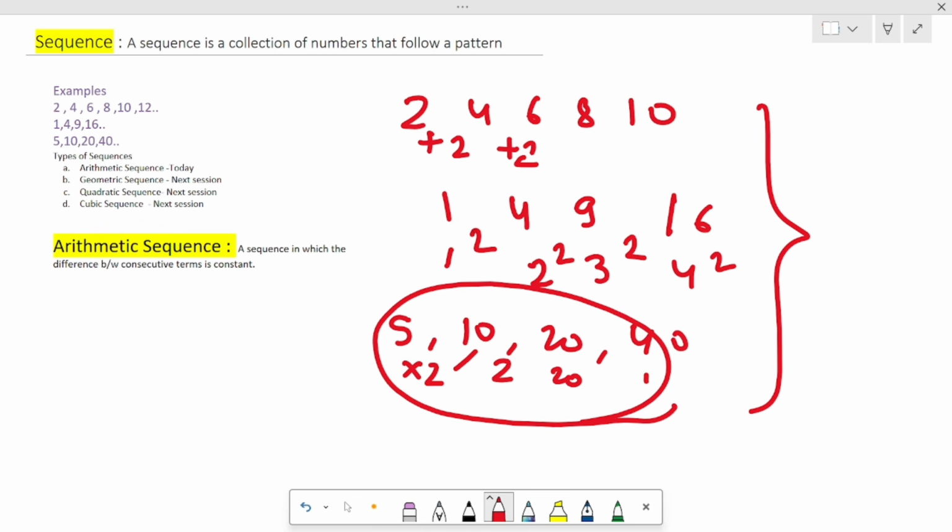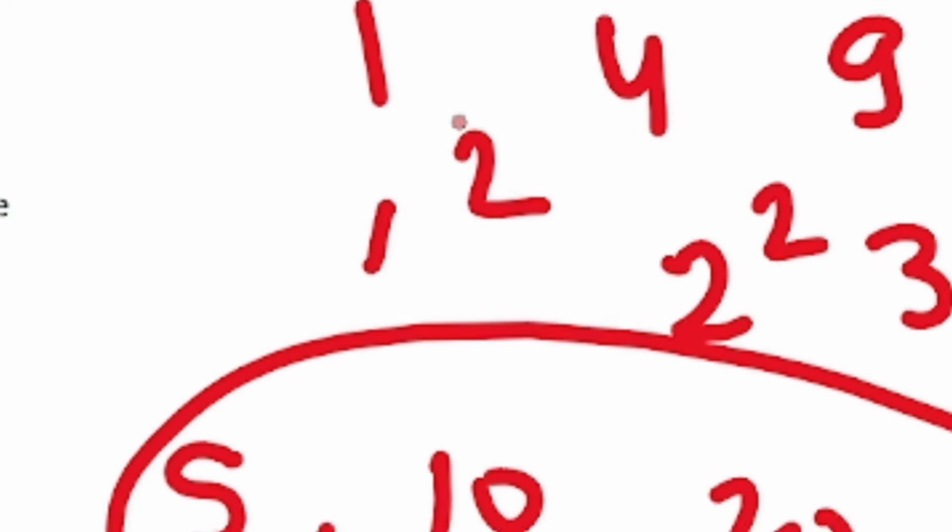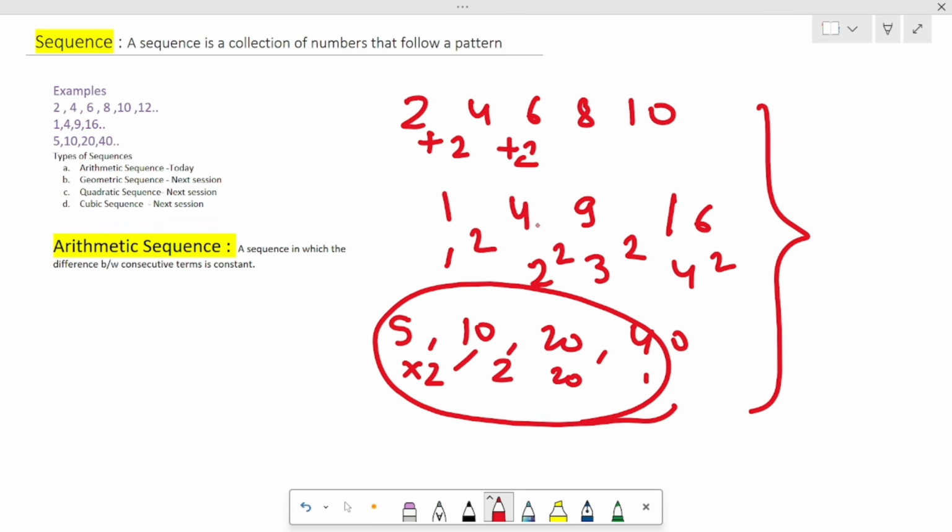Now there are different types of sequence, like arithmetic sequence, geometric sequence, quadratic and cubic sequence. In IGCSE, we will look at arithmetic sequence for today's session, and in the next session we will try to cover geometric, quadratic, or cubic sequences. So arithmetic sequence: a sequence in which the difference between consecutive terms is constant, we call it an arithmetic sequence.